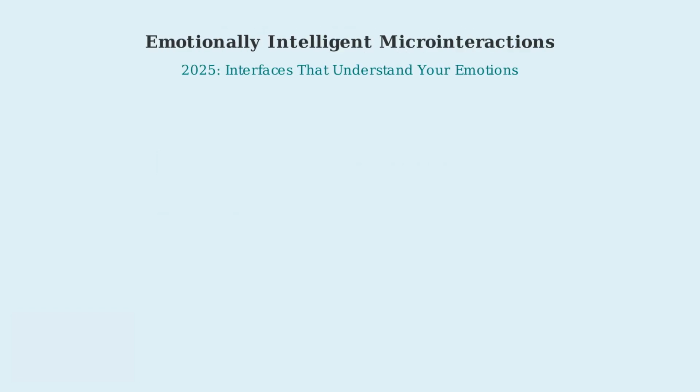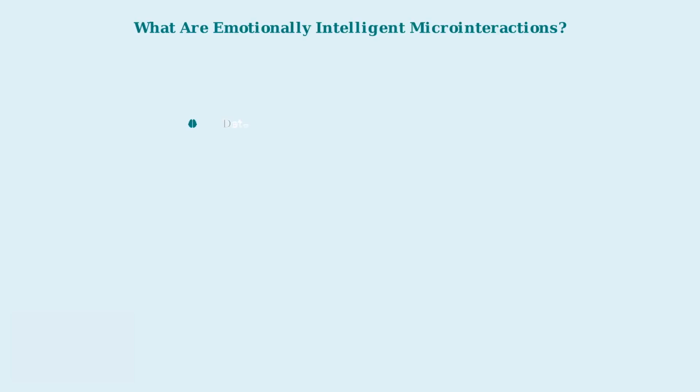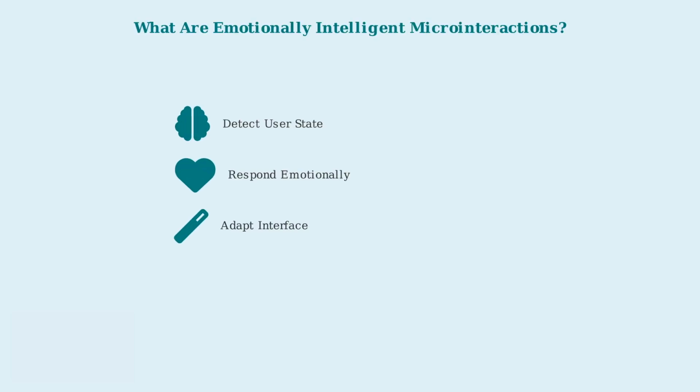Intelligent micro-interactions represent the next evolution in interface design. These subtle animations and responses can detect when users are frustrated or successful, adapting their behavior to provide appropriate feedback and guidance. Emotionally intelligent micro-interactions are interface elements that can detect user emotional states and respond appropriately.